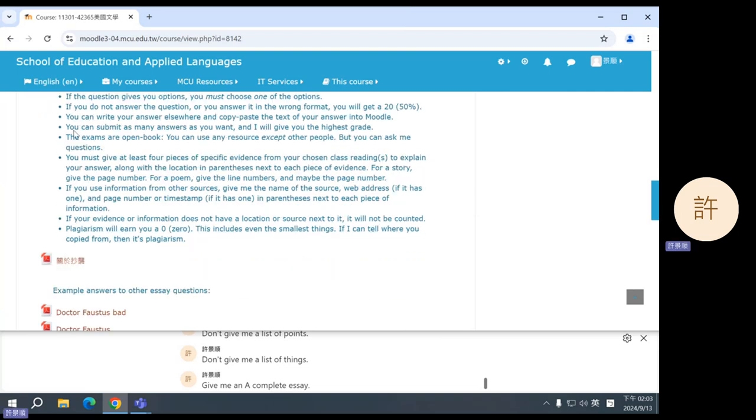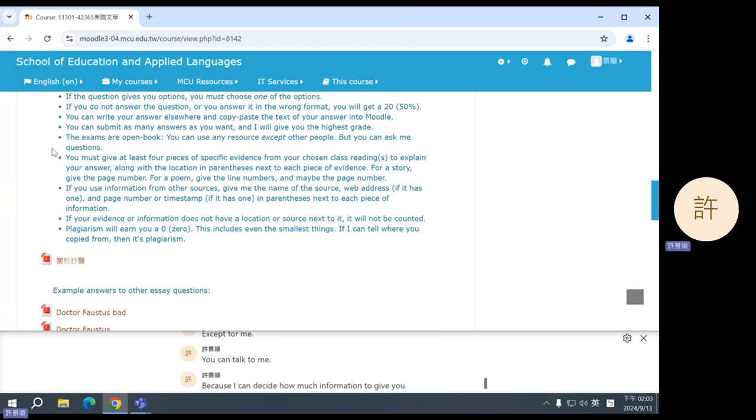Let's see what else. Open book. You can use any resource except other people. So you can use the handout, you can use your class notes, you can use the internet, you can use AI, but you cannot talk to another human except for me. You can talk to me. Because I can decide how much information to give you.